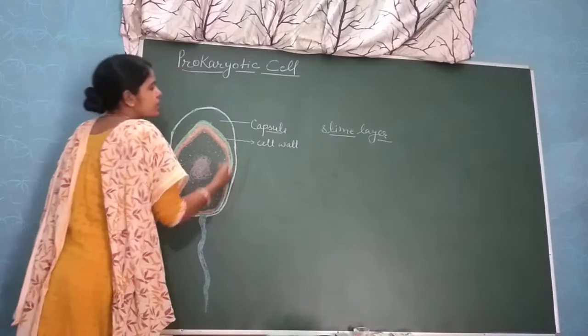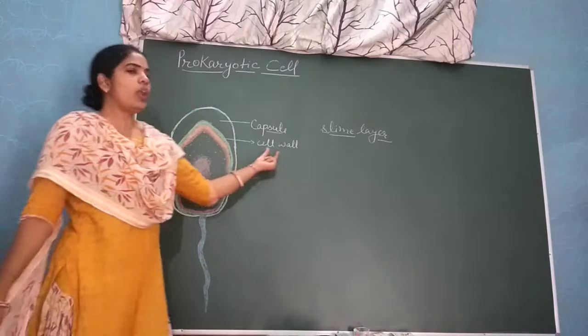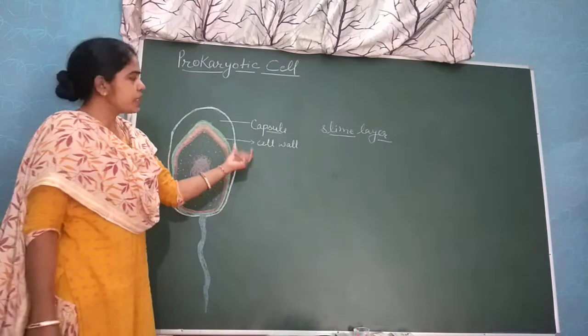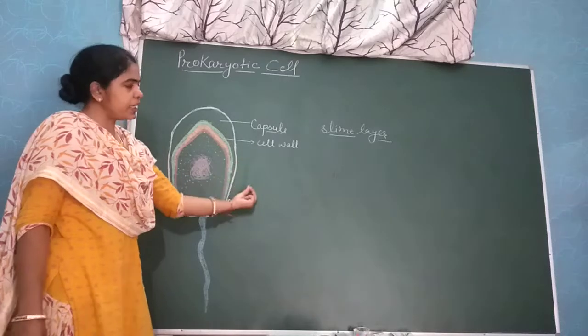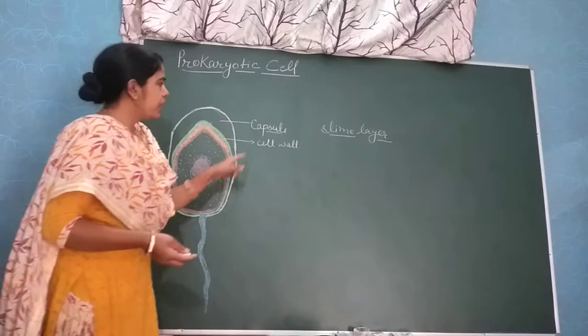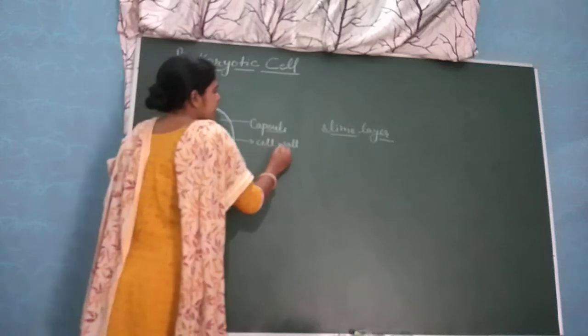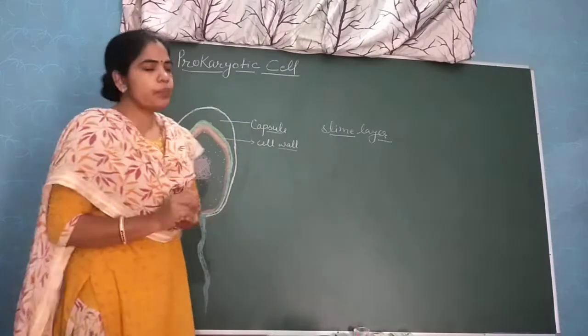Then inner to this capsule is the cell wall. The cell wall is a non-living rigid structure which is present in some cells, like in prokaryotes or bacteria. It is made up of peptidoglycans. So we can say that the cell wall is made up of different material in different organisms.